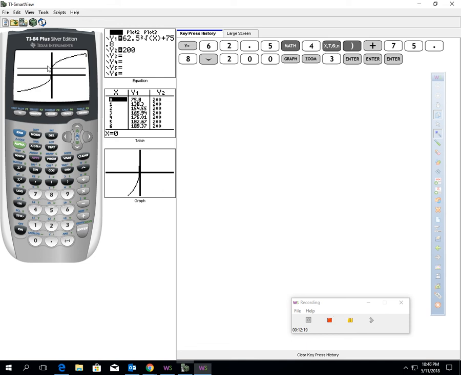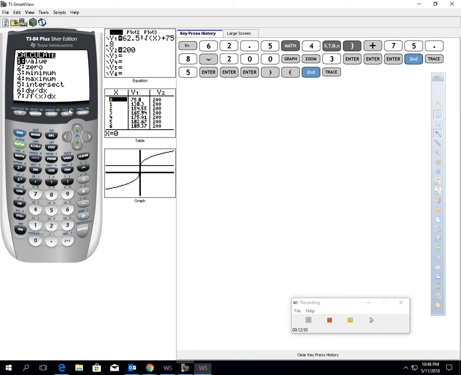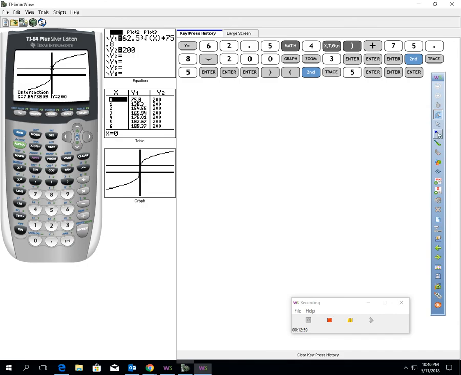Now I can see where these two things meet, and now I can use my intersect feature, second, calc, intersect. Remember, we're going to hit enter 3 times, 1, 2, and 3. And according to this, you can see it here, when the elephant is 200 centimeters tall, I'm pointing right now, it must be about 7.8 years old. So it's about 8 years. Let me do that again so you can see it. Yep, 7.8. That's about 8 years old.